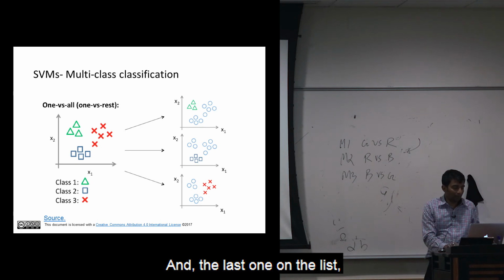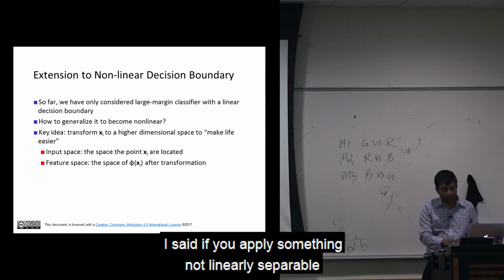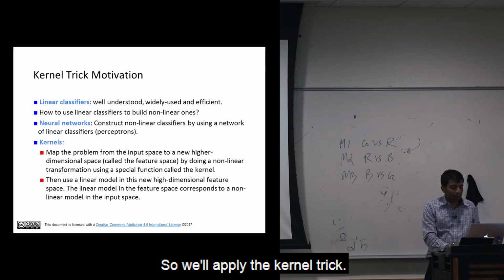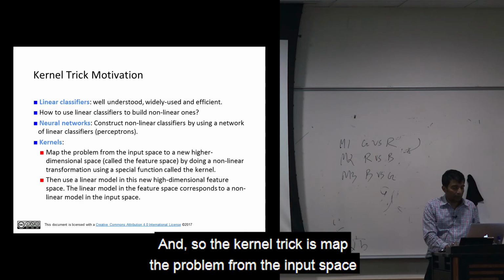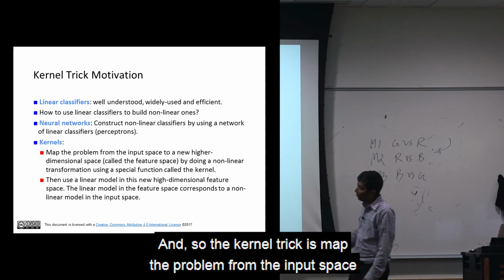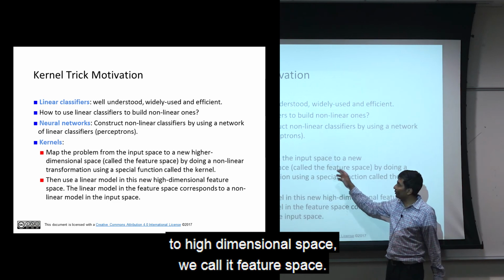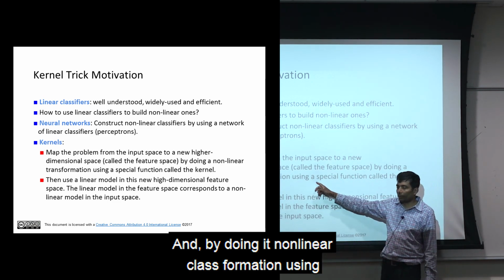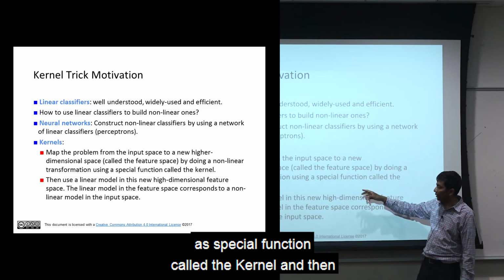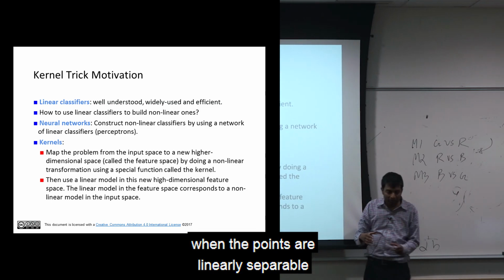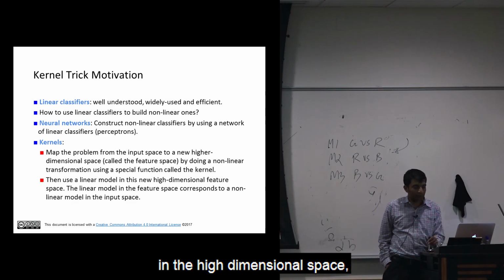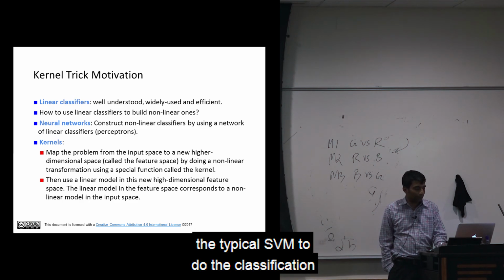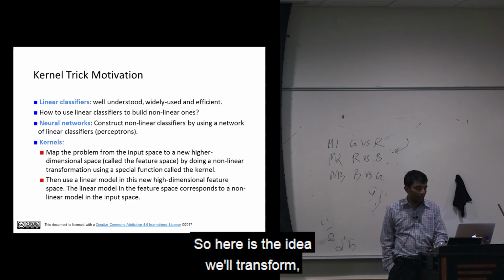And last but not least, if your points are not linearly separable in the original space, what will you do? We will apply the kernel trick. The kernel trick maps the problem from the input space to a high dimensional space, which we call the feature space, by doing a nonlinear transformation using a special function called the kernel. When the points are linearly separable in the high dimensional space, we apply the typical support vector machine learning, typical SVM, to do the classification or build the model.